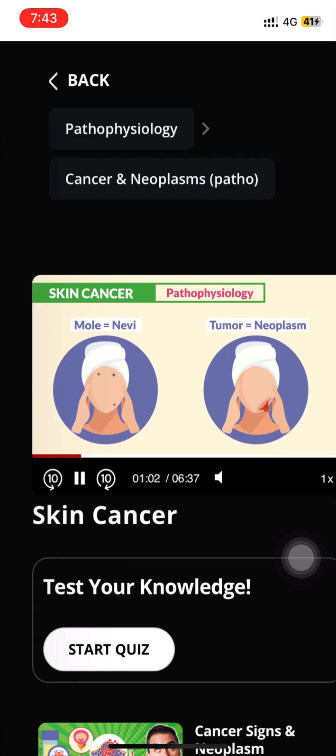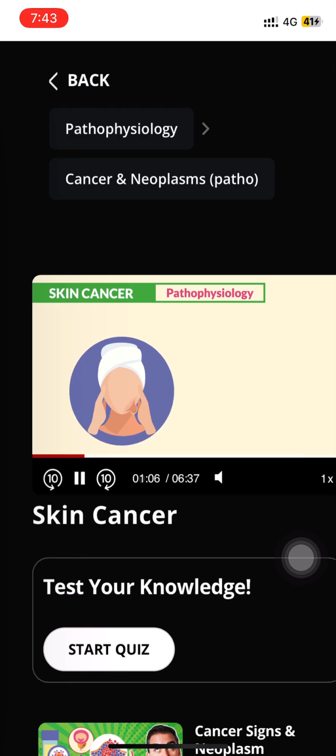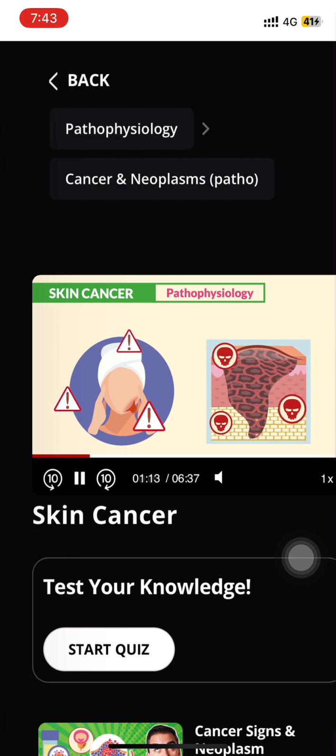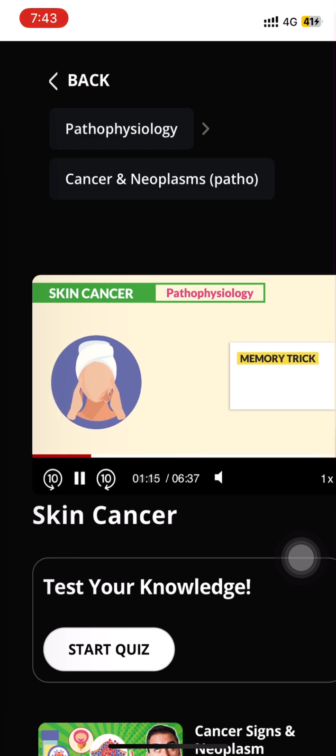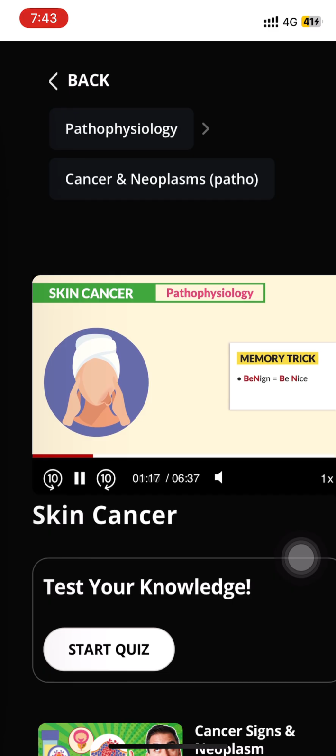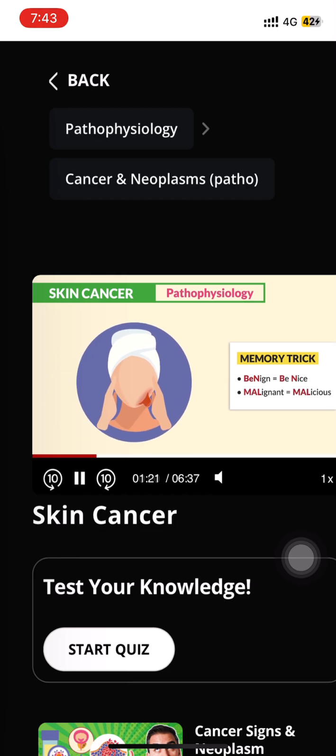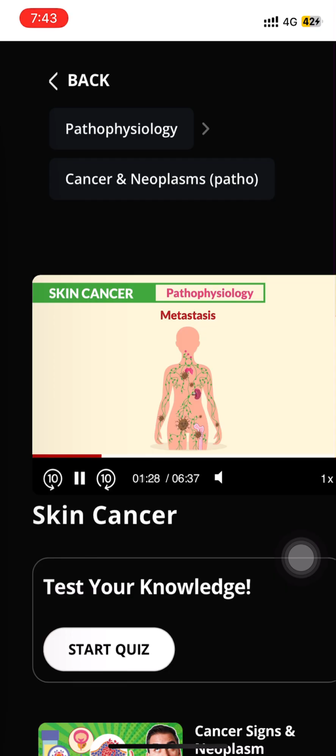Now to define some terms, a mole is called a nevus, and a tumor is called a neoplasm that develops if there is a DNA mutation. Now some tumors can remain benign and stay well contained, while some become malignant and very deadly. So the memory trick, just think benign is like be nice, it's non-deadly. And malignant is very malicious, very, very deadly. So be sure to write that down. Now metastasis means that the cancer has spread to other locations in the body, as mentioned before.